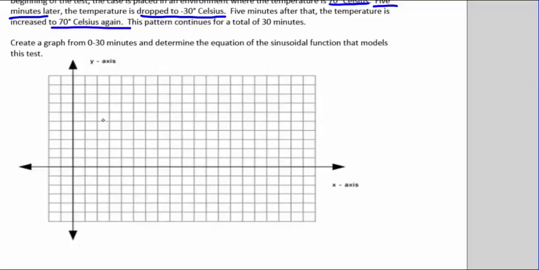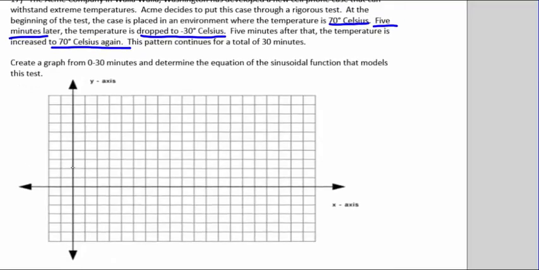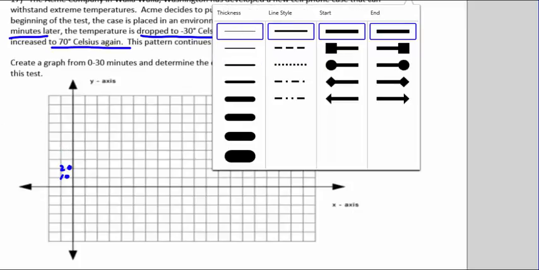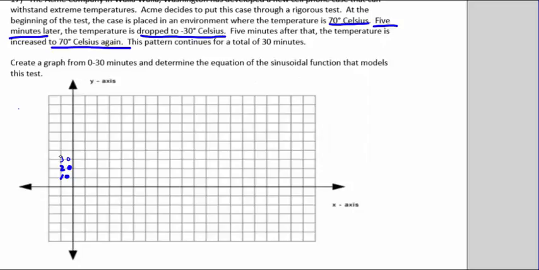So for 30 minutes, it's every 5 minutes, right? 5 minutes up, 5 minutes down, or 5 minutes down, 5 minutes up. We start at 70, so we're going to go by tens here. I'm going to actually just decrease this a little bit. 30, 40, 50, 60, 70, negative 10, negative 20, negative 30. Good enough. We start at 70.